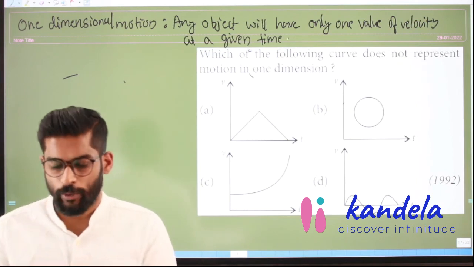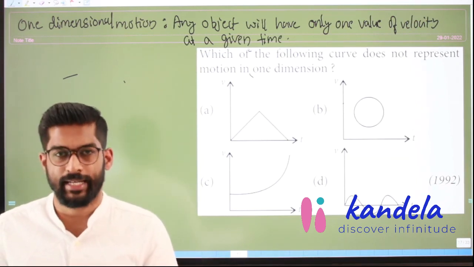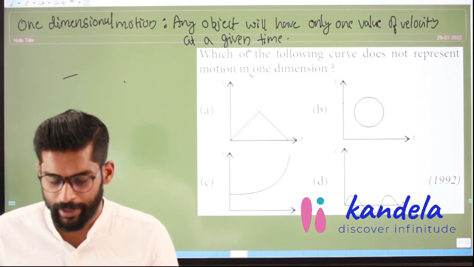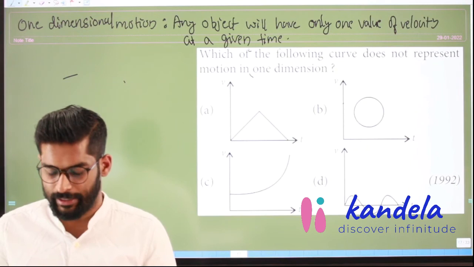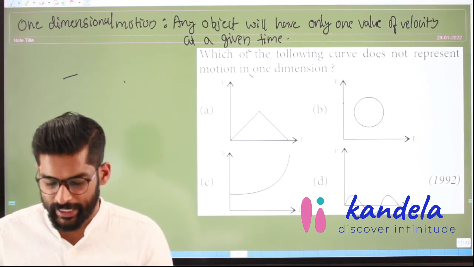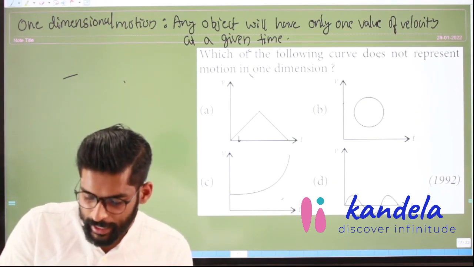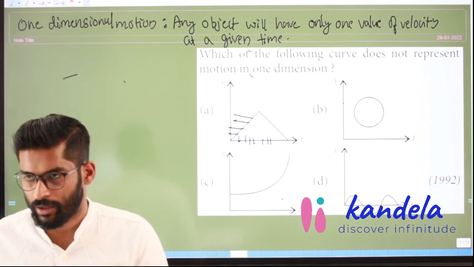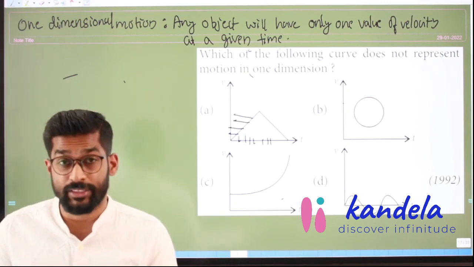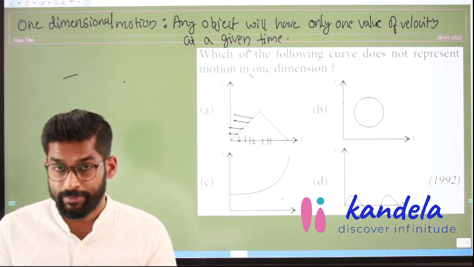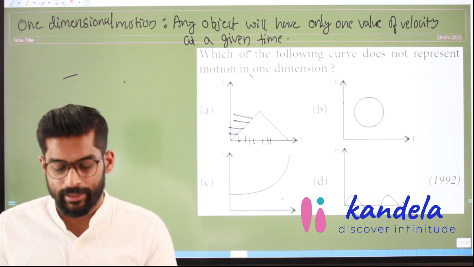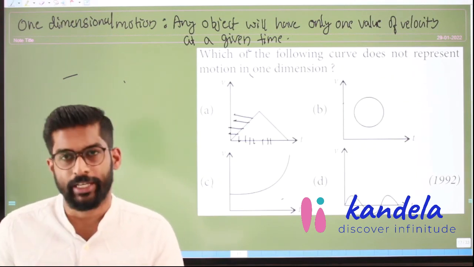Any object will have only one value of velocity at a given time can be described as a one-dimensional motion. Let us analyze the graph that is given in the question. If you look at option A, at any given instant of time, there is only one value corresponding to the velocity. It can be negative, positive, 0, it doesn't matter, but at time t, it shouldn't have two values simultaneously. This is true with option C and option D.